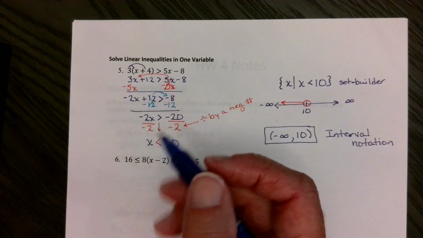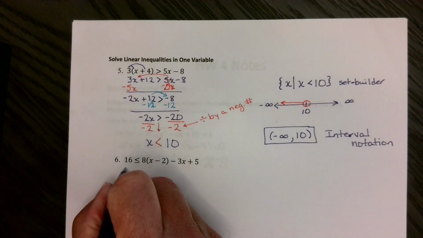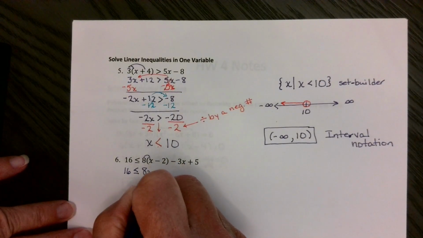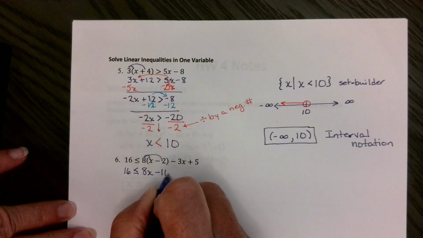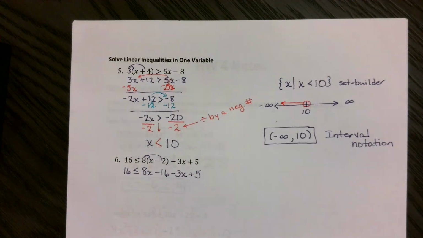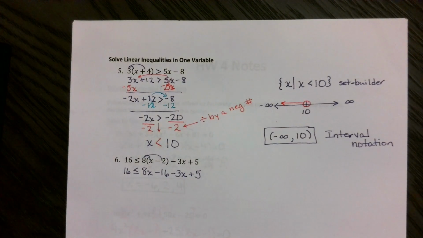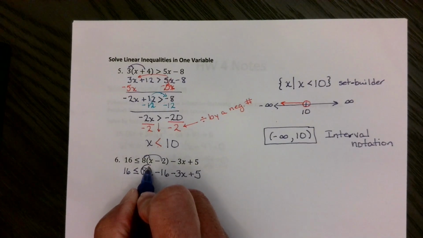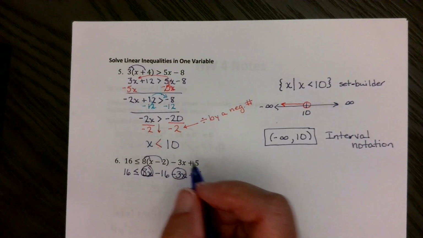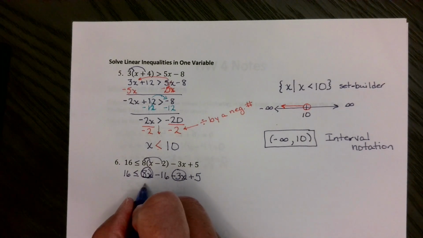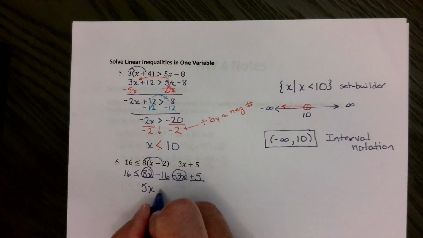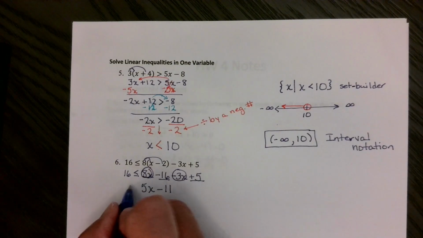All right, so in this problem here, let's go ahead and distribute. Eight times x is 8x. 8 times negative 2 is negative 16. Bring down the minus 3x. Bring down the plus 5. Before I do anything else, I'm going to combine my like terms. Eight x and negative 3x gives us 5x. Negative 16 and 5 gives us negative 11. Bring this down.